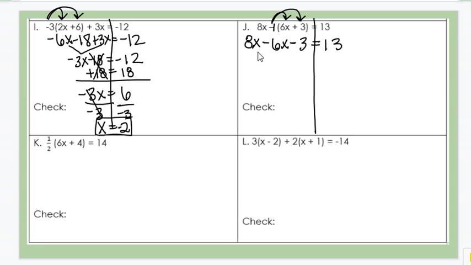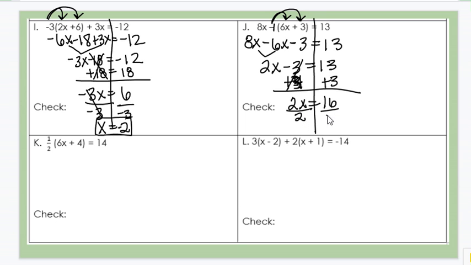Now combine like terms, step 2. So we can combine 8x minus 6x, which gives us 2x. Bring down my -3, and this equals 13. Next, get rid of your constant. So we are going to get rid of the -3 by doing the inverse, which would be +3. And we're left with 2x equals, and 13 plus 3 is 16. Last step, get rid of the 2 by dividing by 2. And we have x equals 16 divided by 2 is 8.